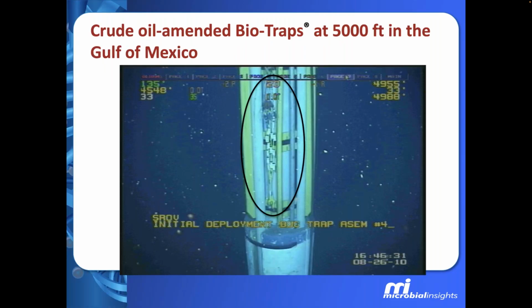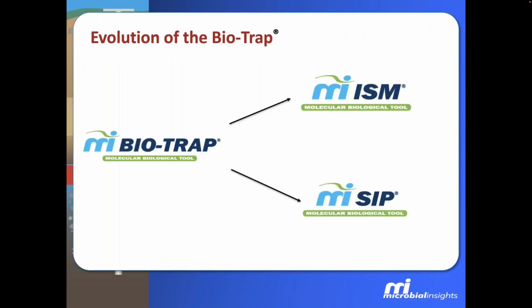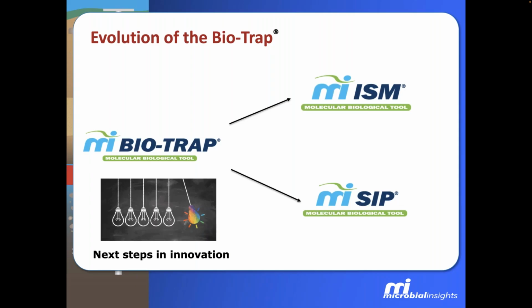So again, I'm sorry, I'm getting a little fast here because I'm running out of time. Here's just a little example here. These are crude oil amended biotraps at 5,000 feet in the Gulf of Mexico, isolating hydrocarbon degraders at that depth. So biotraps have evolved, as you've seen, from the simple idea of the biotrap to in situ microcosms to specialized applications like stable isotope probing.